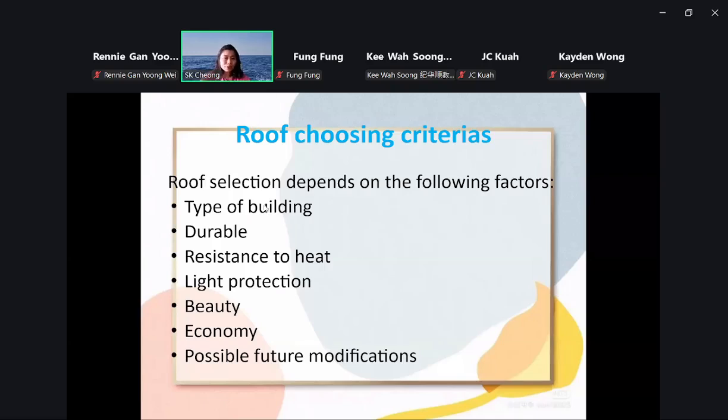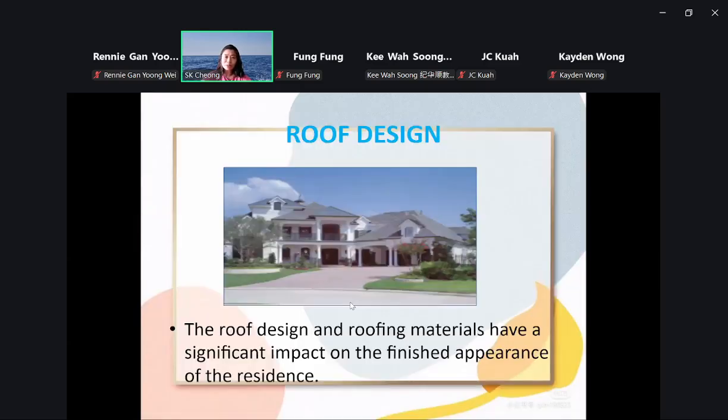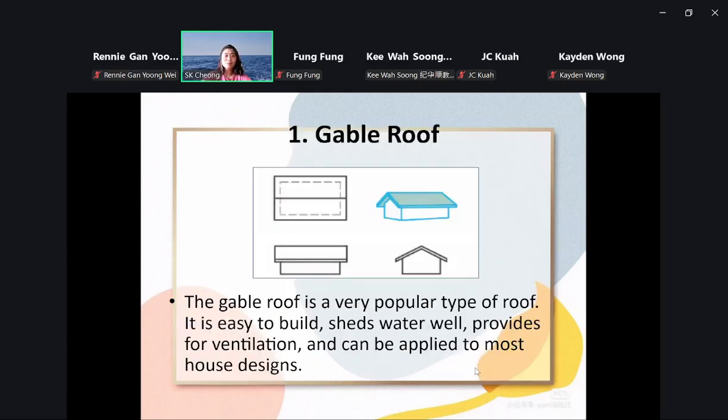What are the choosing criteria? The types of roof depend on the types of building, right? Durable, resistance to heat, light protection, aesthetic, cost-wise, and possibility of future modifications. What types are we going to learn? The roof design has a significant impact on the finished appearance. So let's dive into the types.